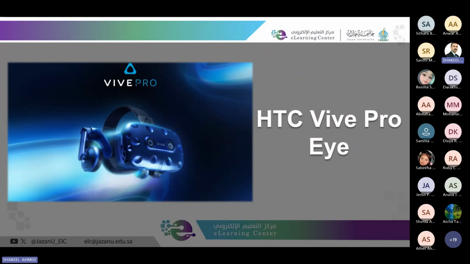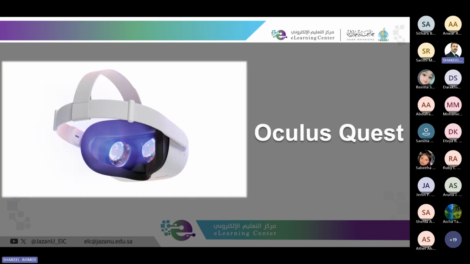The next one, thanks for sharing the experience, Dr. Nasreen. We're going to move ahead. That is HTC Vive Pro Eye. So Vive Pro Eye has eye tracking technology. This means the system can record where the learner is looking. In medical training, for example, we can see if a student checks vital signs correctly. So this type of data is useful for research and specialized training, but is not always necessary for every teaching.